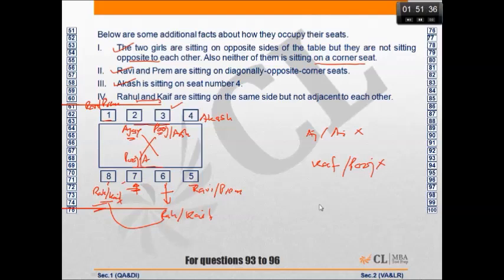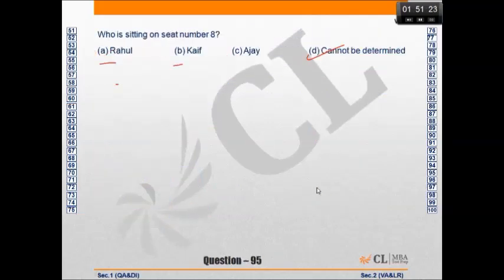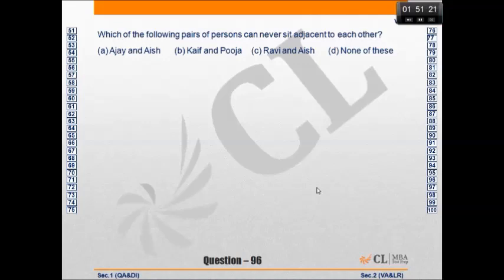Third is Ravi and Ash. Where's Ravi? Ravi will be either here or here. So Ravi and Ash cannot be sitting together. Okay, that's good. So one set done.